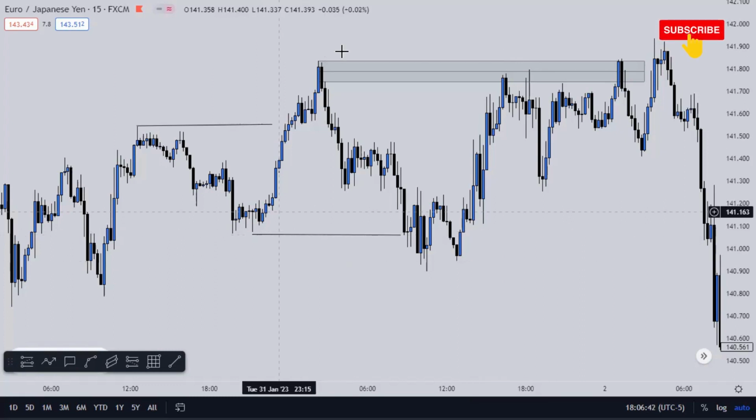So right here we have this high, right? You saw that there was another high before this one. So this high swept every other high. It broke the previous highs. Then did what? Took out these lows.